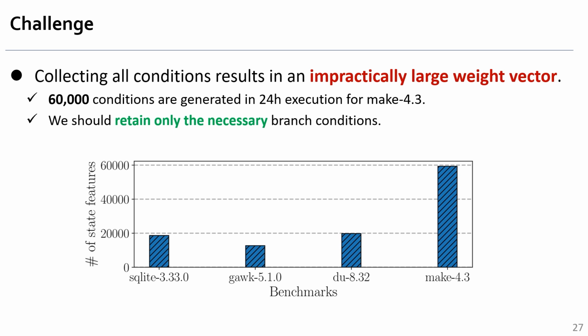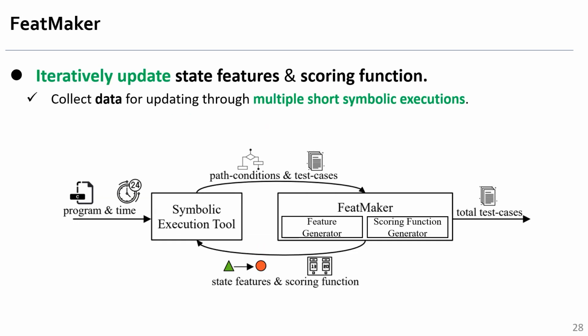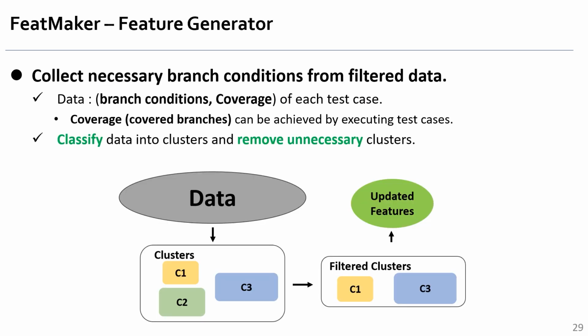So including the key ideas I explained and methods to address the mentioned challenge, we propose a novel technique named FeatMaker. FeatMaker collects data by performing multiple short symbolic executions and iteratively updates the state features and scoring function until the time budget expires. Then first, let's check how FeatMaker generates state features.